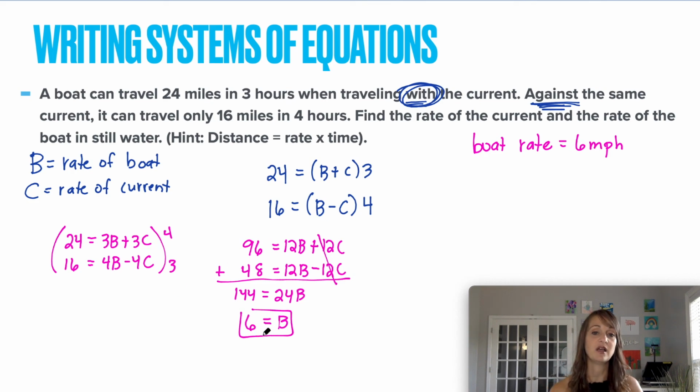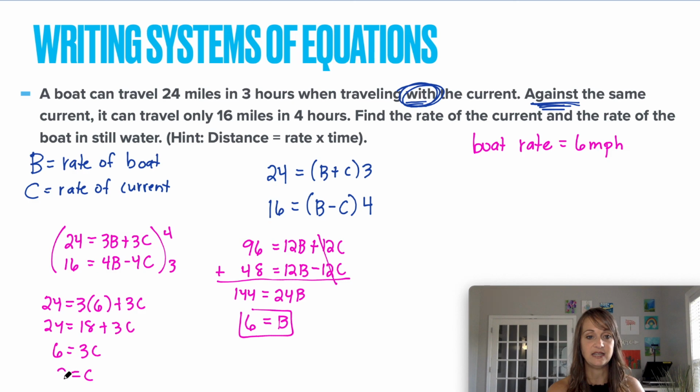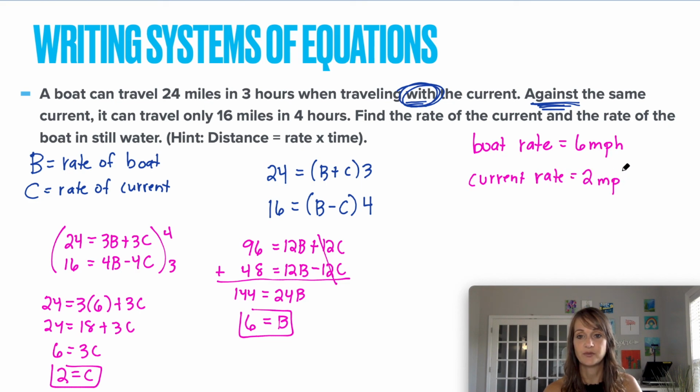And now to plug that back into either equation, I'm going to plug into the top. So 24 equals 3 times b, which we now know is 6. So I'll get 24 equals 18 plus 3c. You can subtract 18 to get 6, and then divide by 3, and c equals 2. What does that mean? It means that the river current was 2 miles per hour.